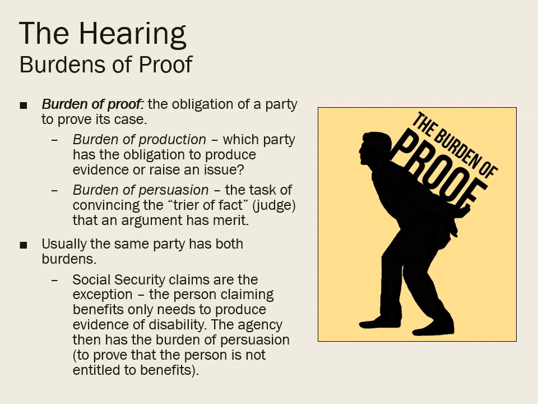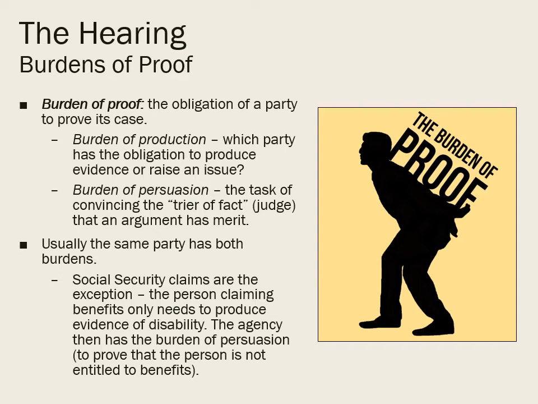Burdens of proof are also applicable to both agency adjudications and regular Article III court trials. The burden of proof simply means the obligation of a party to prove its case. And that breaks down into two distinct parts. There is the burden of production and the burden of persuasion.